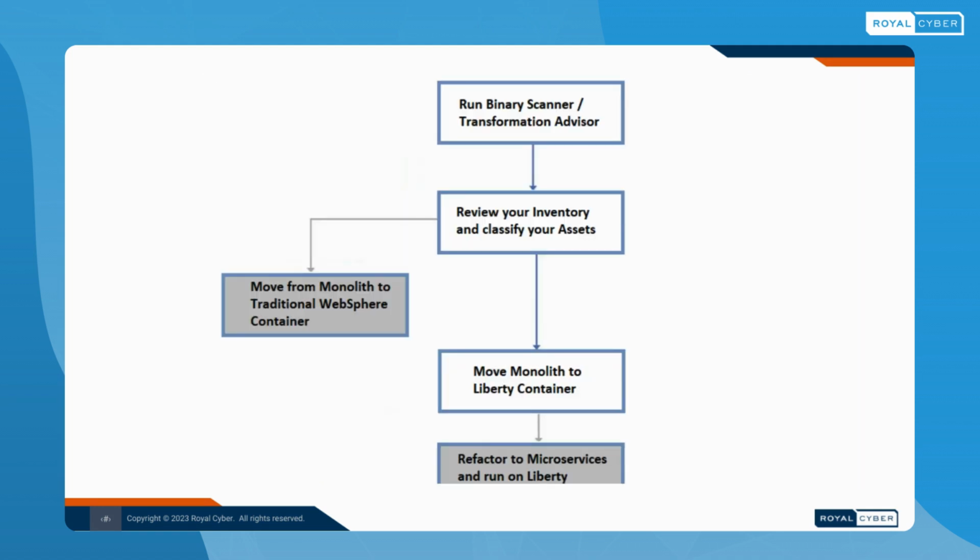We use IBM Transformation Advisor to guide the modernization process. First, we scan the existing applications to see what we are working with. Then, we classify them based on complexity and readiness. From there, we decide the best path. Some apps move to traditional WAS in containers, many move to Liberty containers, and others are refactored into microservices. This way, every app takes the right modernization path, aligned with both technical and business goals.